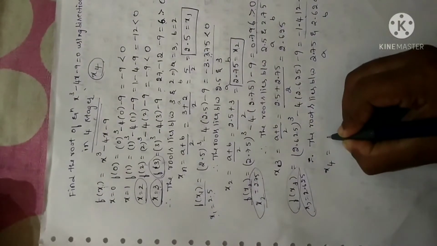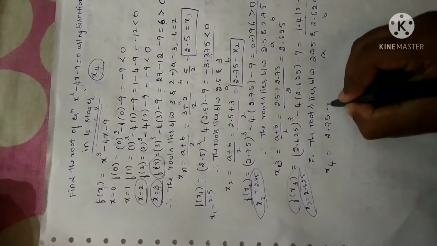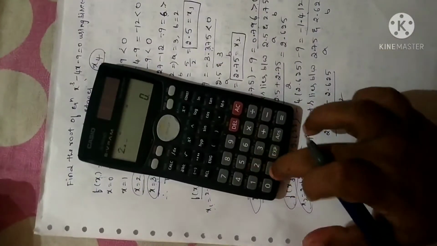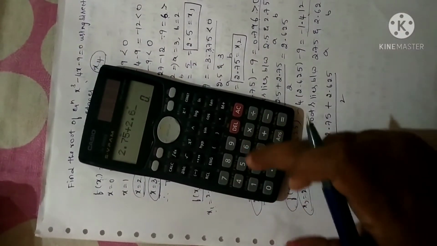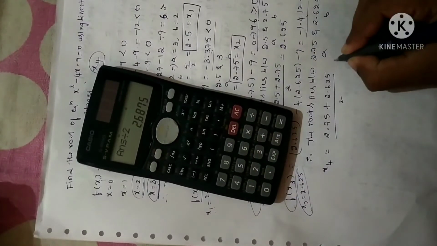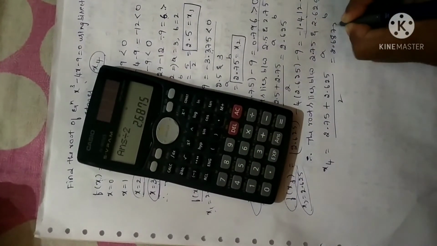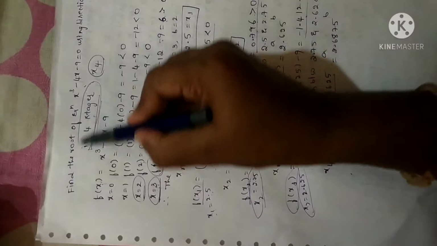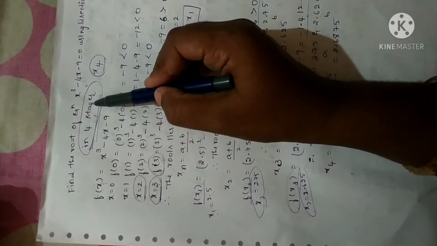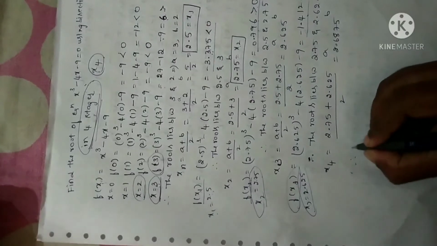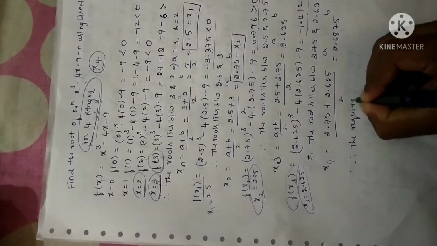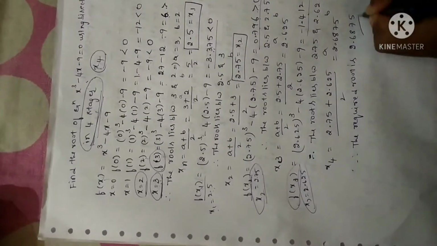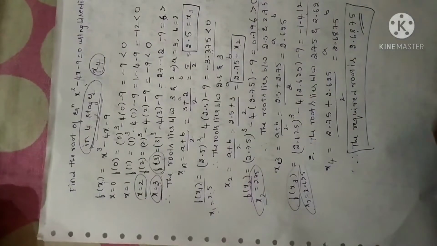Now let me calculate x4. x4 is given by 2.75 plus 2.625 divided by 2, which will give us 2.6875. Remember, here no need to calculate f of x4. Why? Because they have asked us to find the value of the root up to 4 stages. In the sense we have to find the value of x4. Therefore I can clearly write that the required root is 2.6875, approximate root. Remember it is an approximate root.